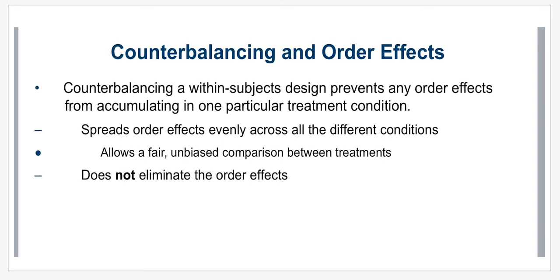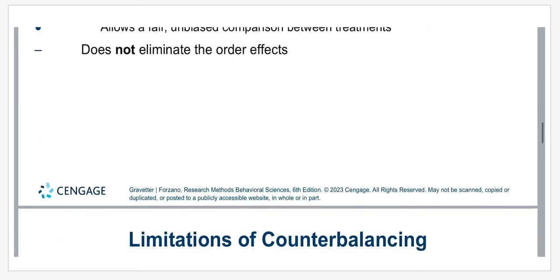We'll look at a table in a second so that you can see a visual example of how that works. But one point that I do want to make before we move on is that it does not eliminate the order effects. The order effects are still there. They are just balanced across the treatment conditions, so they're in both groups instead of all in one group. And that way you can still compare the means.